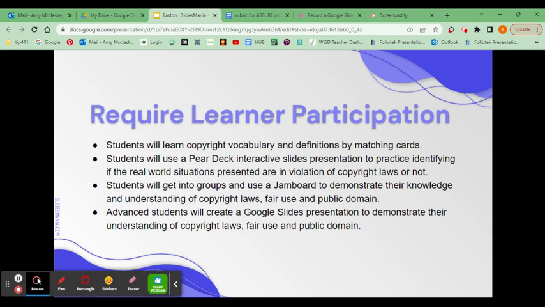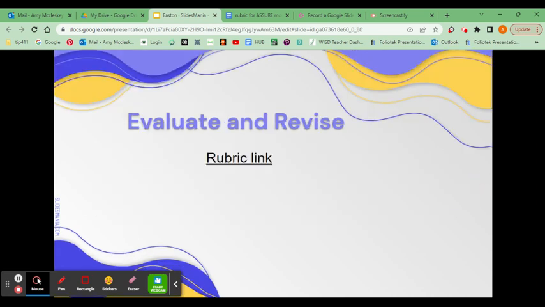Students will get into groups and use a Jamboard to demonstrate their knowledge and understanding of copyright laws, fair use, and public domain. My advanced students will create a Google Slides presentation to demonstrate their understanding of copyright laws, fair use, and public domain.